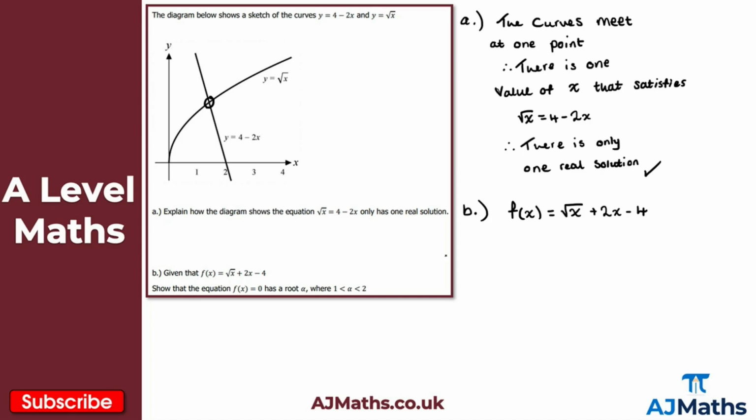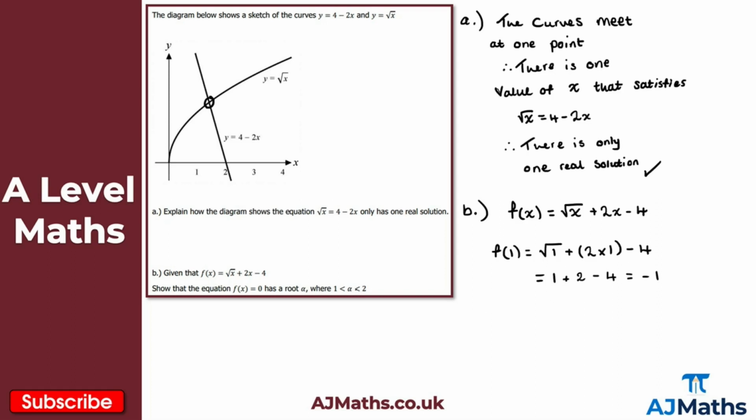Okay, what we're going to do now is show a change of sign. So what we need to consider here is f of 1. So f of 1, so all I'm going to do here now is substitute 1 into my function here for f of x. I'm going to get the square root of 1 plus 2 times 1 minus 4. The square root of 1 is 1, 2 times 1 is 2, minus 4. So here I get 3 minus 4, giving me minus 1 there. Okay, so that's f of 1.